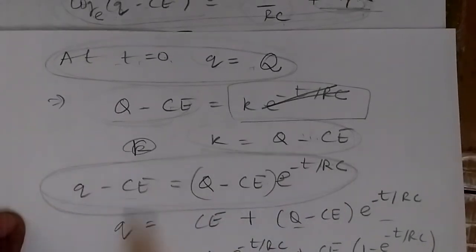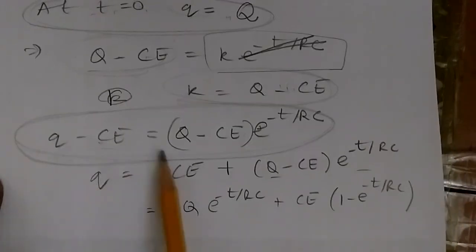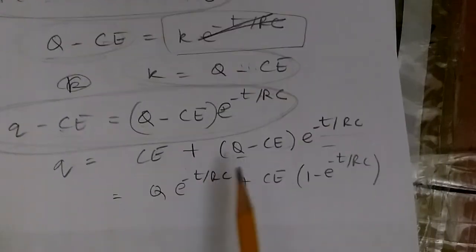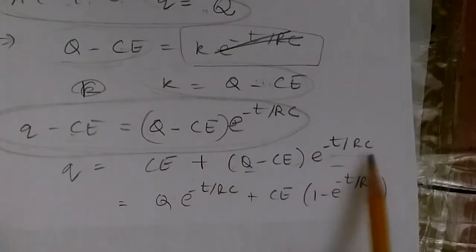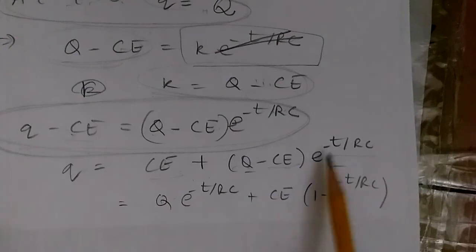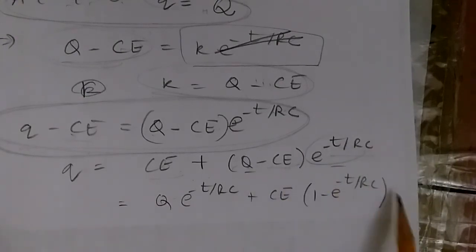And this is our charging equation, which we can simplify for Q as CE plus (capital Q minus CE) multiplied by e to the power minus t by RC. If we want, we can bring the Q term outside, Q into e to the power minus t by RC, and collect the two CE terms. So CE times (1 minus e to the power minus t by RC) plus Q e to the power minus t by RC.